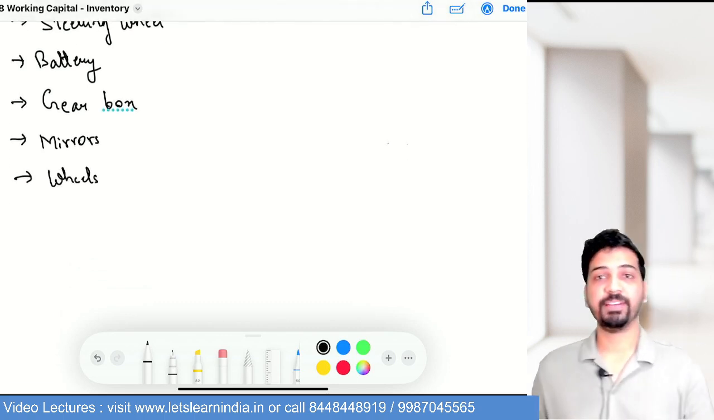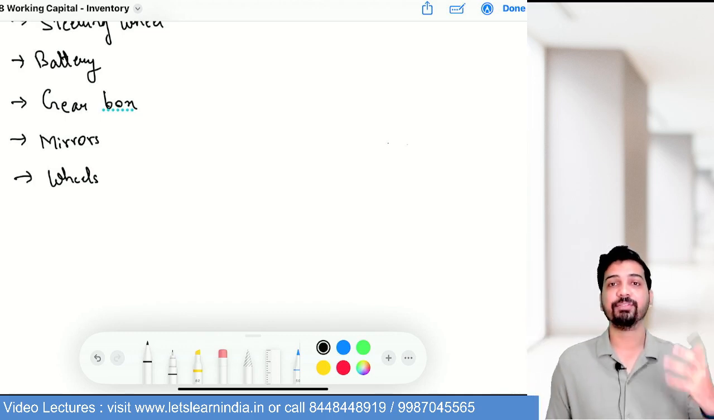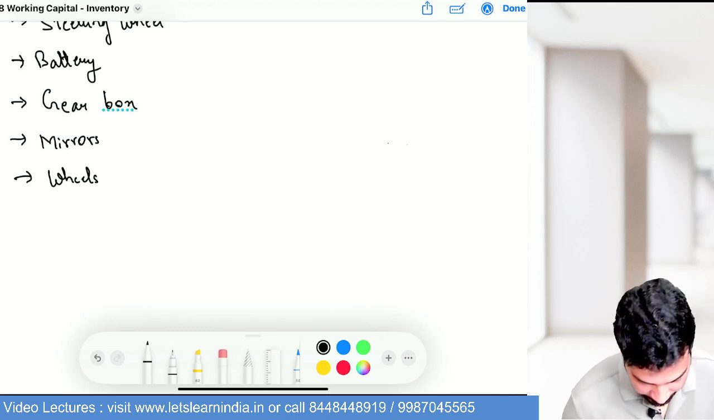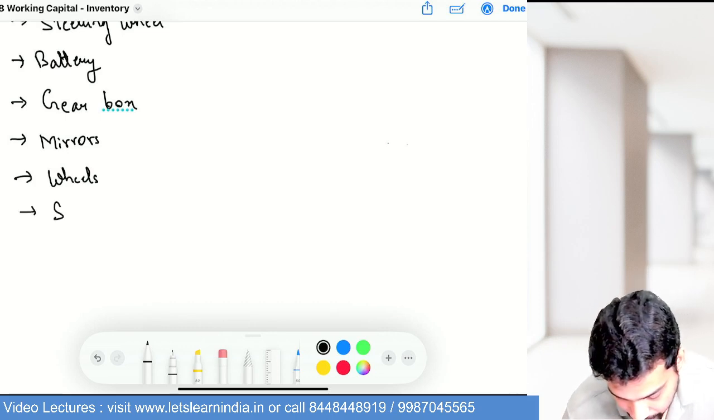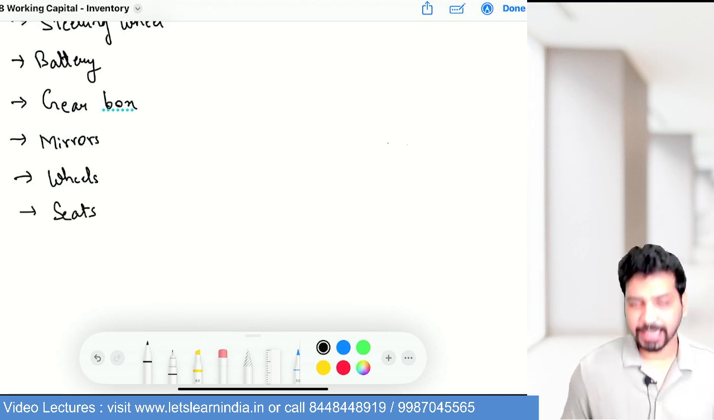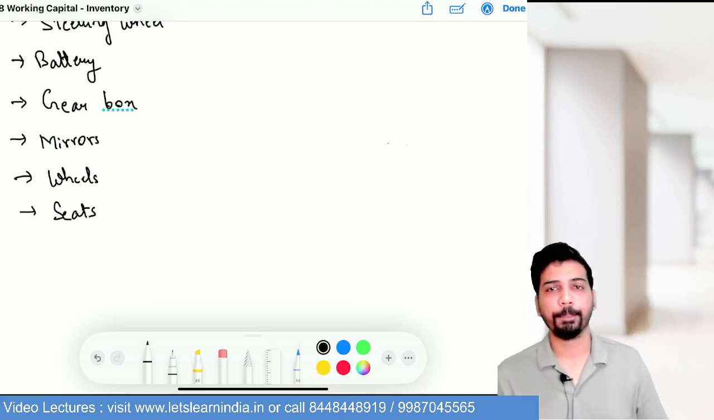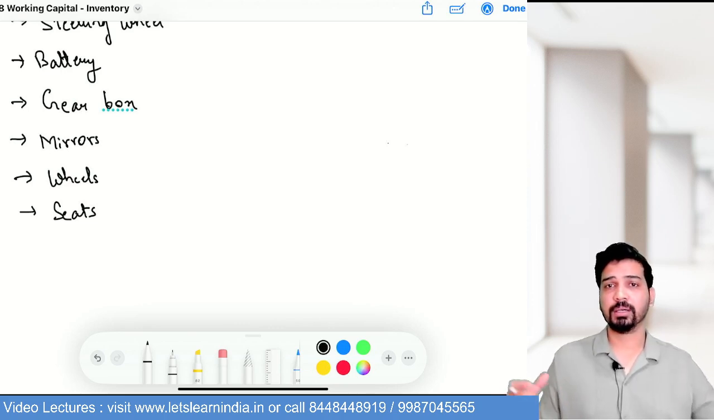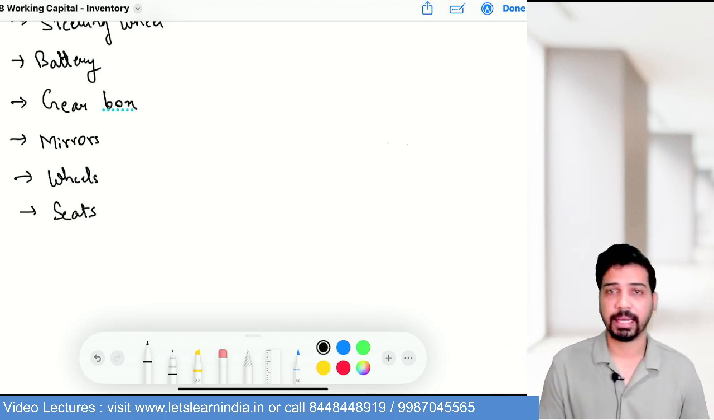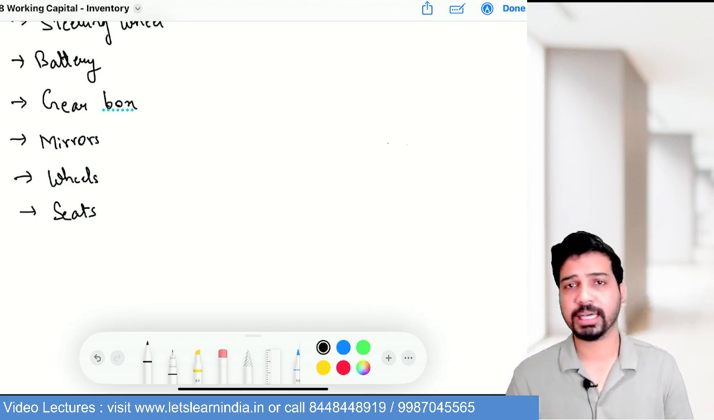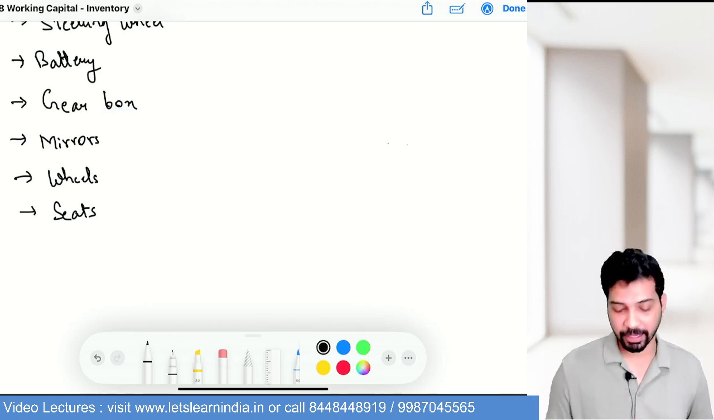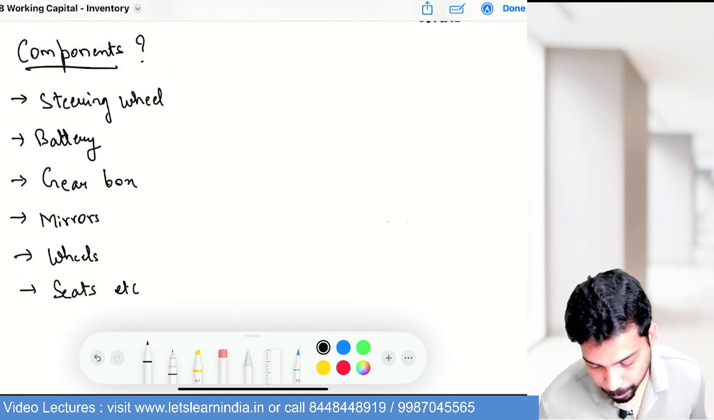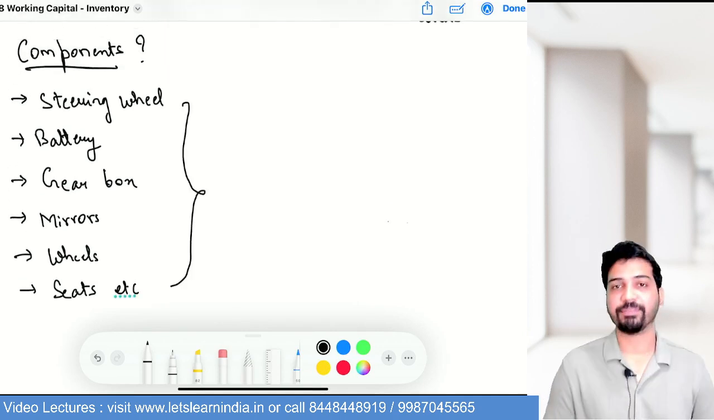Then you'll have your wheels. You'll require 5 wheels, 4 wheels for the car and 1 wheel as stepney. What else? You'll need seats. And there are a lot more components. You'll need infotainment systems. You'll need windshields. There are so many other components that you'll also need to manufacture a car. So this is, I'll put as extra. So these are the components that you'll require to manufacture a car.